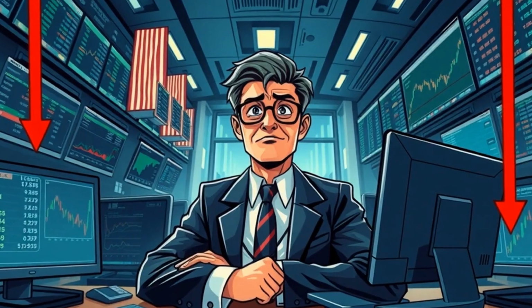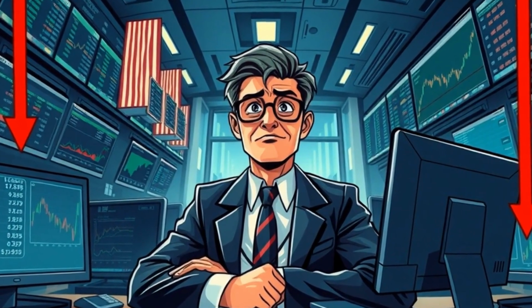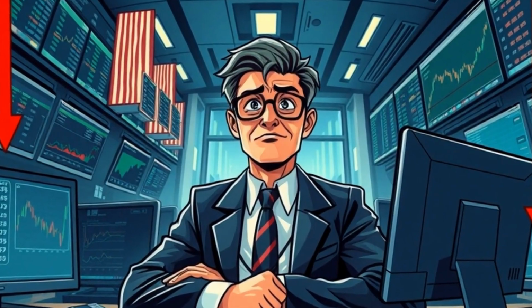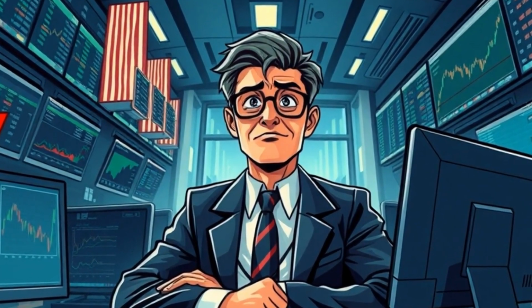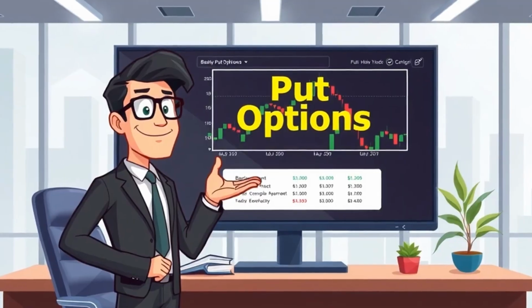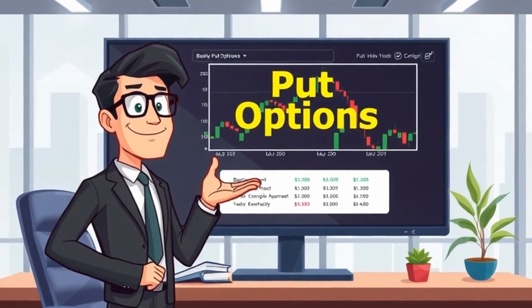Ever wondered how traders protect their portfolios from market downturns or even profit when stocks fall? Welcome to the world of put options, your ticket to mastering the art of hedging and speculation. Stick around to unlock the secrets of savvy investors.